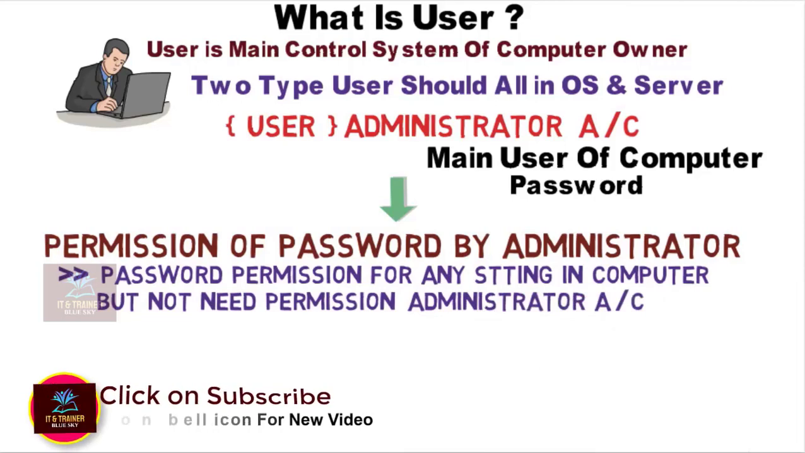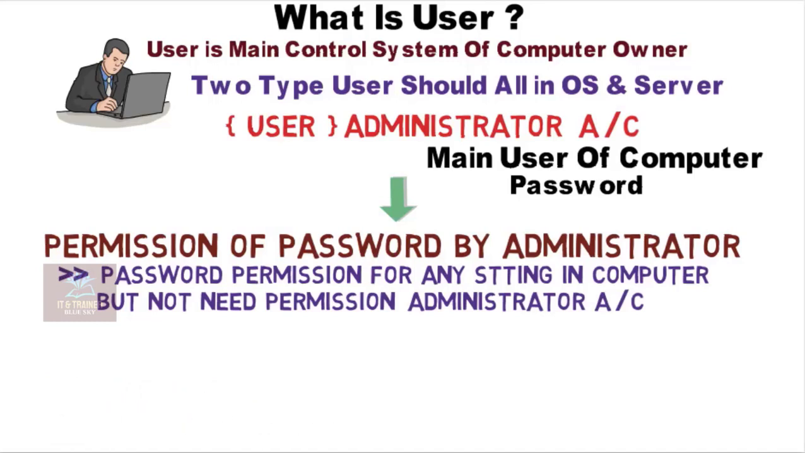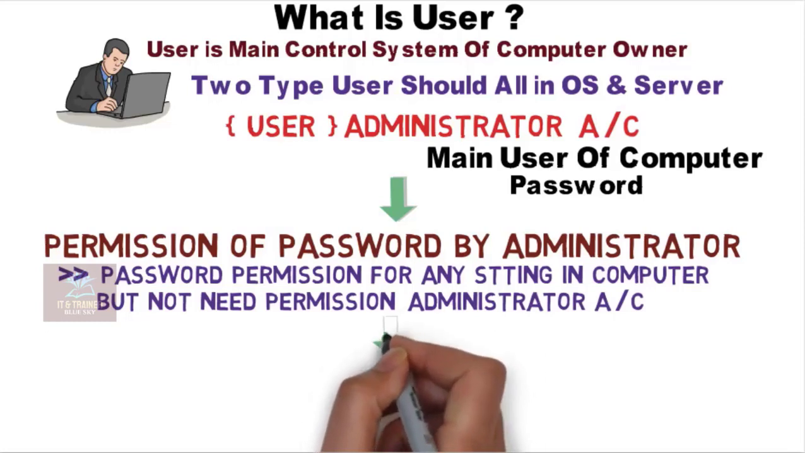Any setting in the computer needs password permission, but the administrator account does not need permission. Why? Because administrator is the main user, and the password does not need permission or any changing. You are already logged in to the administrator account, but if you are logging in as a local user, it asks every time for permission from the administrator account. You must first enter the administrator account user ID and password, and only then can you change settings as a local user.